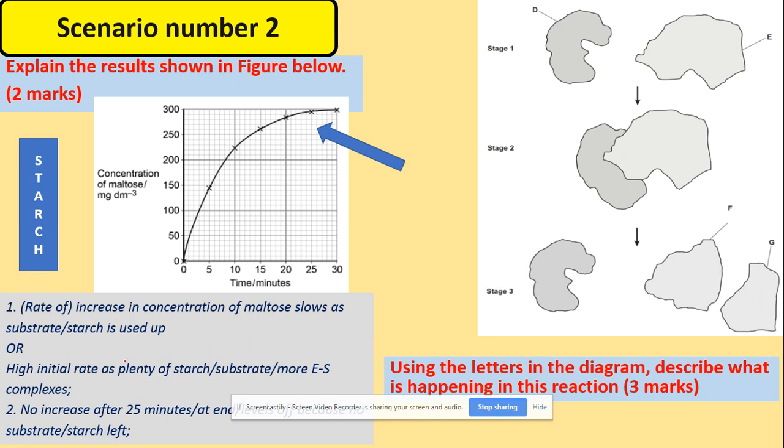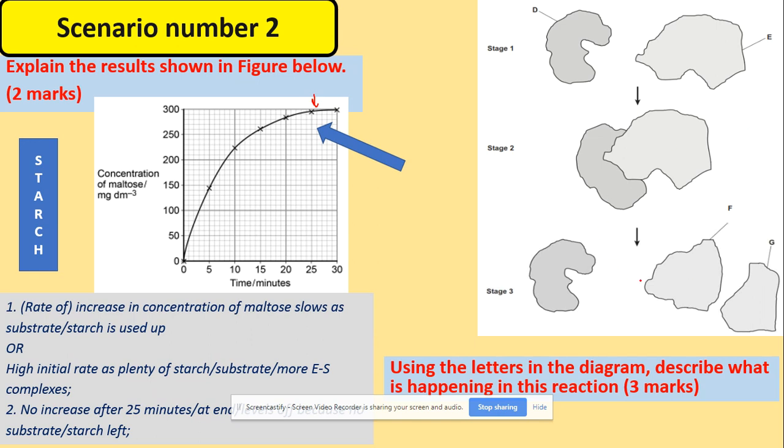So they got the high initial rate, as we can see, because there are plenty of enzyme substrate complexes. But after that 25 minutes point, you can see the graph levels off. Why? Because the substrate, starch, has been used up. And that's a really typical question, so make sure you are aware of the keywords.